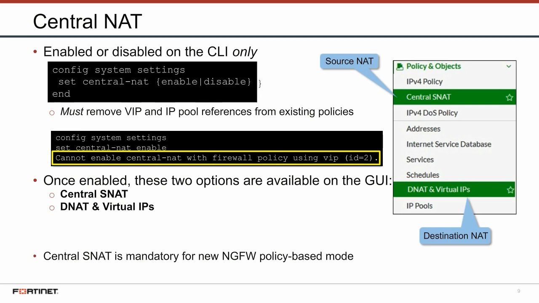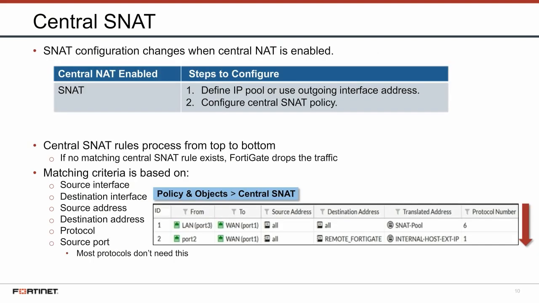Central SNAT is mandatory for the new NGFW mode in policy-based. This means SNAT behaves only according to the NAT settings under Policy and Objects, Central SNAT settings. You can have more granular control based on source and destination interfaces in the Central SNAT policy over traffic passing through firewall policies. You can now define matching criteria in the Central SNAT policy based on source interface, destination interface, source address, destination address, protocol, source port.